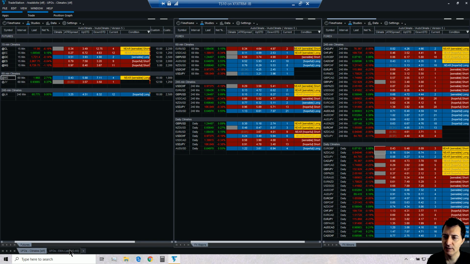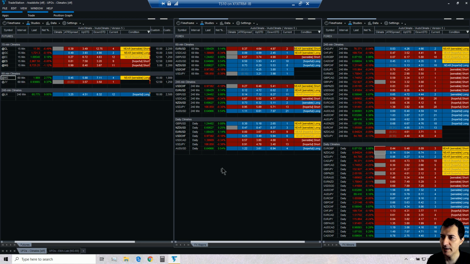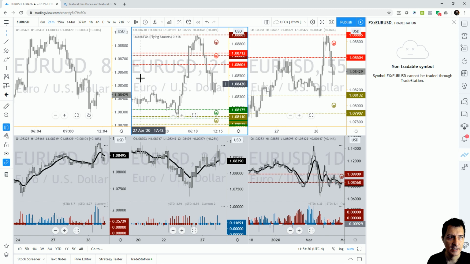Quick look at natural gas. So yeah, it seems that price is coming down a little bit from that UFO, very slowly though. It'd be nice to see a little bit more action there. In the meantime, looking at other opportunities, we have here, using the majors, using a daily climate, a confirmed climate, blue color, near sensible, so that is a valid opportunity. So we're going to take a look at the pound US dollar.